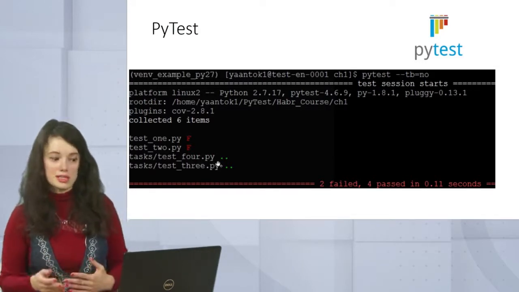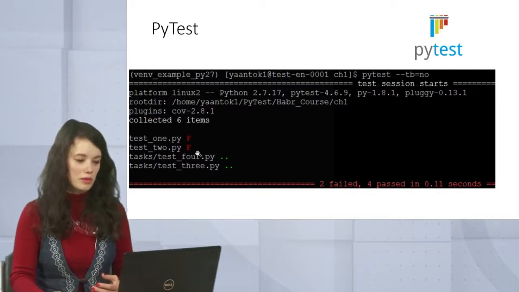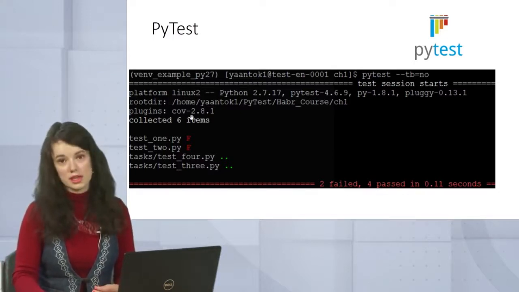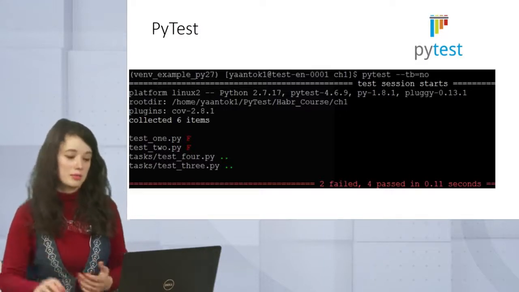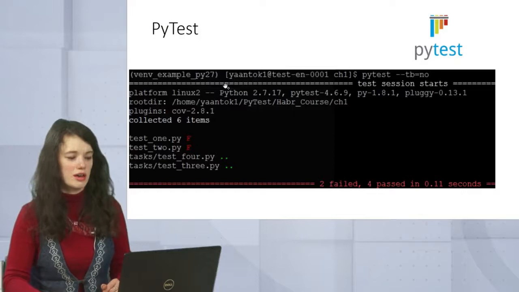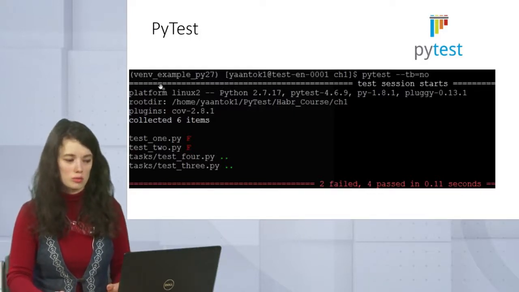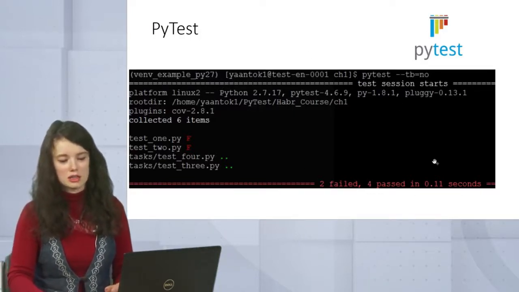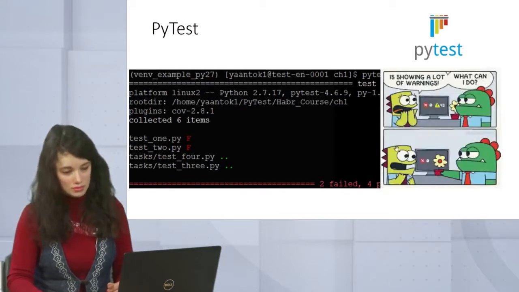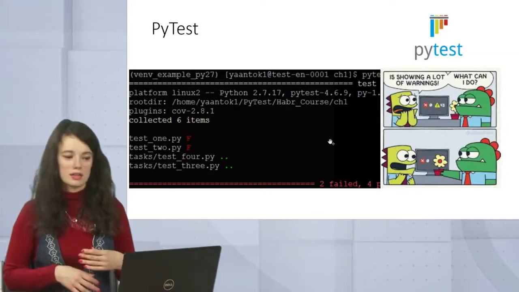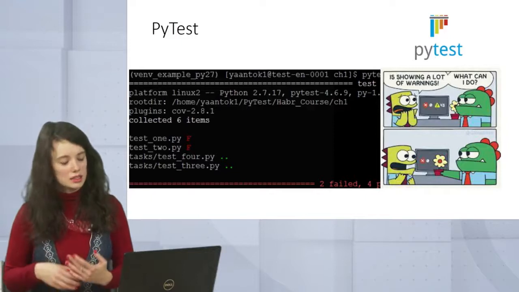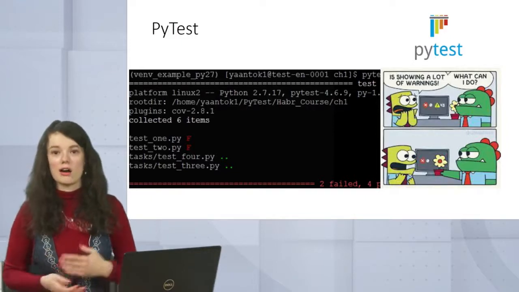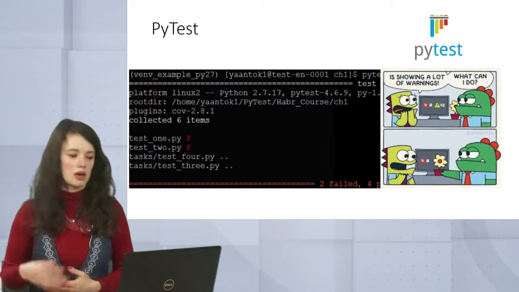Every item is a test, and there are statuses for them. Two examples failed, and four examples ran well. You can see the version of Python and the version of PyTest here, and the result on the line down below. This is the general interface for PyTest, and you can easily check how many tests failed and how many ran well.